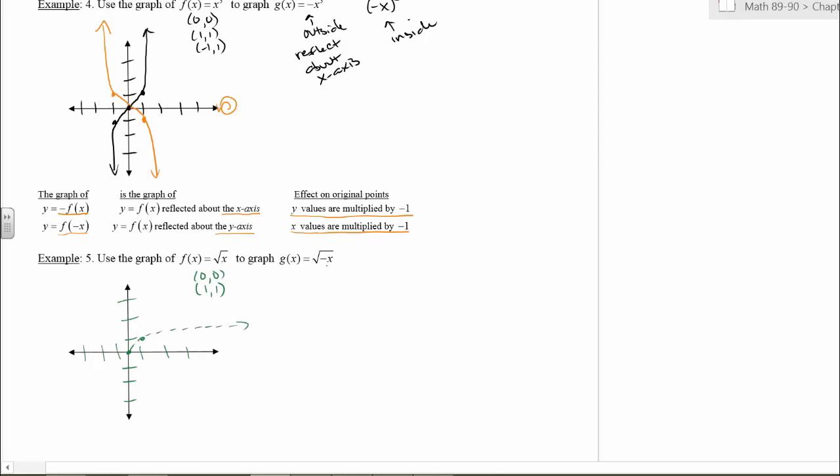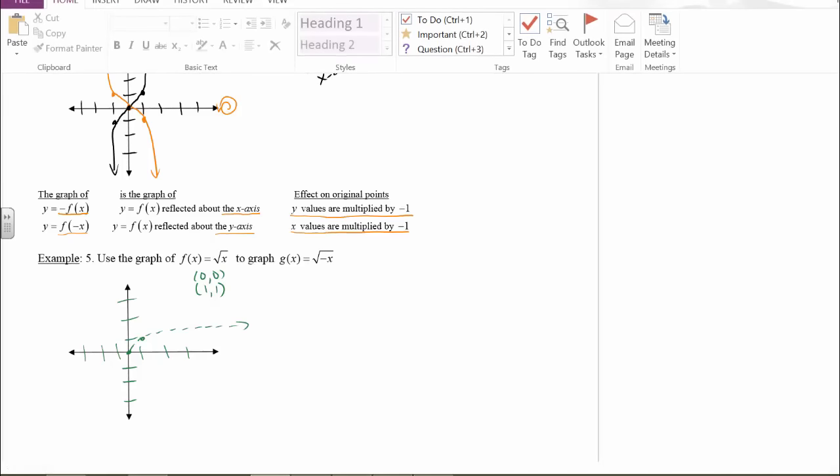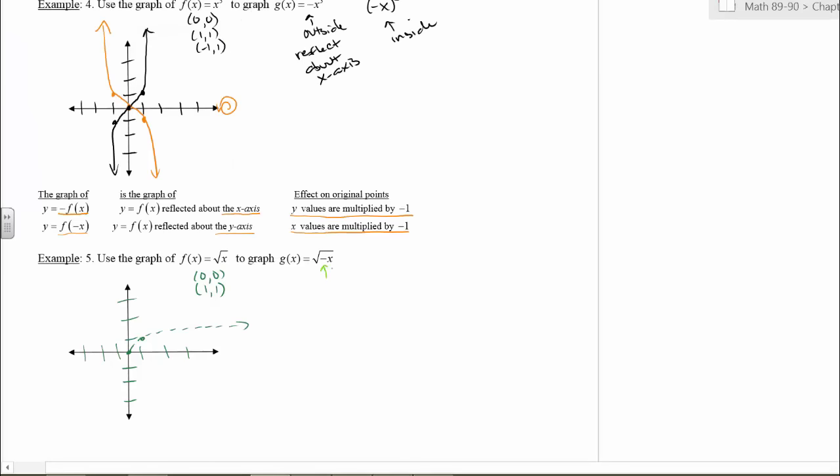And so what does this negative on the inside of that square root do? So this guy here, he's definitely on the inside because he's literally inside the square root. Well, since it's a multiplication, he's going to reflect the original graph about the y-axis. So now your axis of reflection is the y-axis. So what's going to happen to 0, 0? Well, he's on your axis of reflection, so he stays exactly the same.